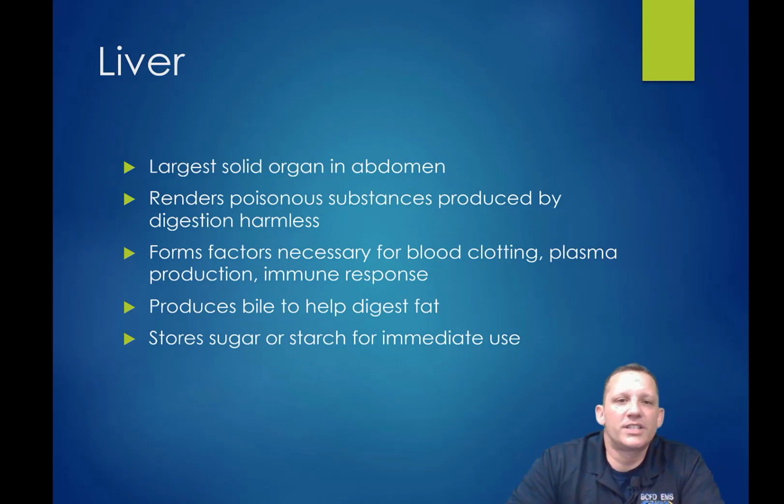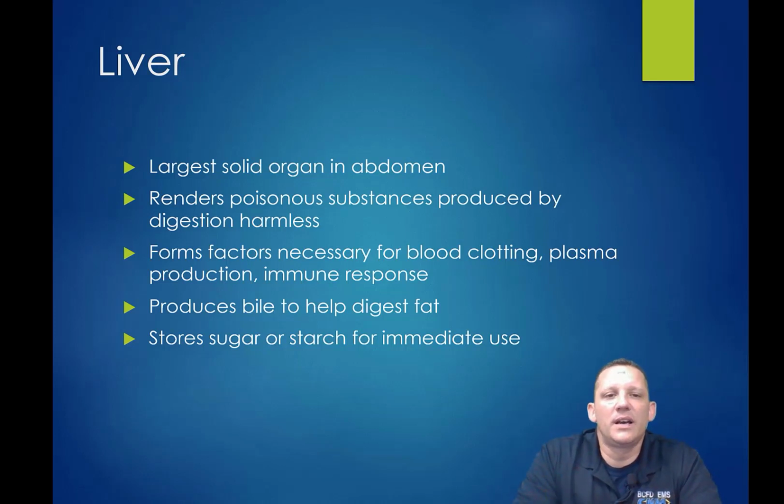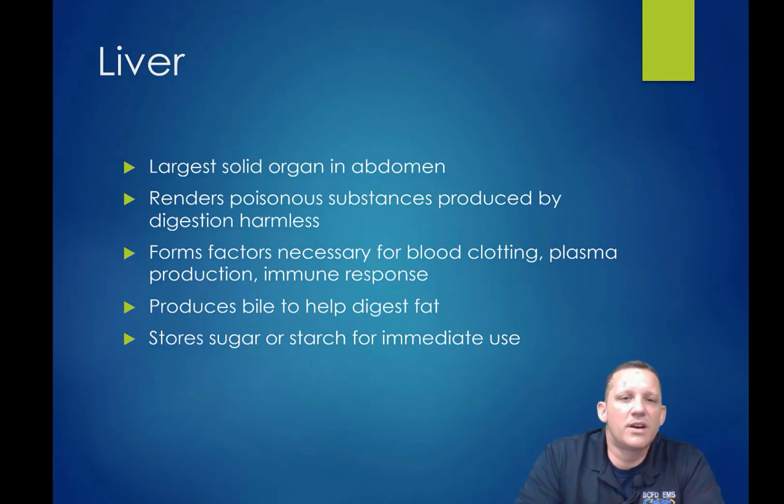The liver is the largest solid organ in the abdomen. It renders poisonous substances produced by digestion harmless. So a lot of drugs that we take or medications need to have a first pass. And so there are alkaloids that are kind of knocked off by the liver, and this is why people who tend to take large amounts of drugs that need to be absorbed by the GI tract can end up with pretty significant liver damage. There are forms and factors necessary for blood clotting in the liver.